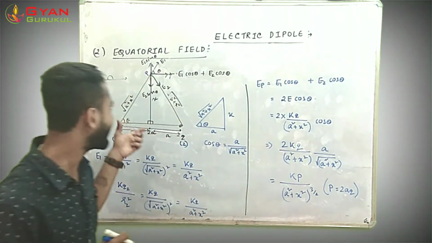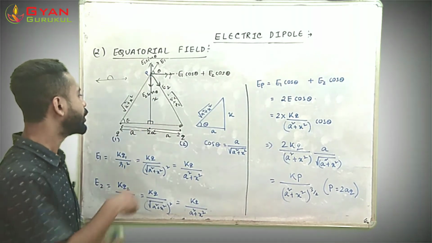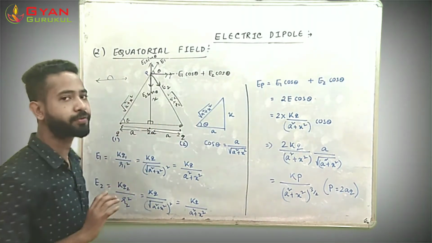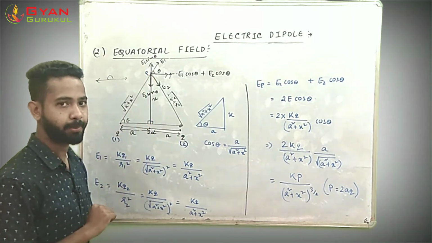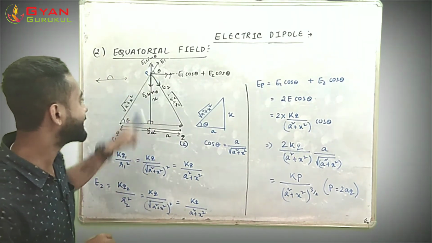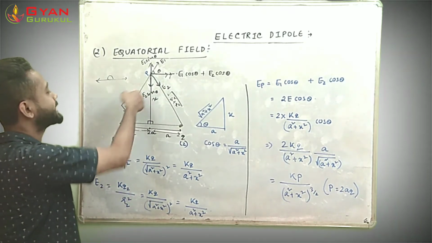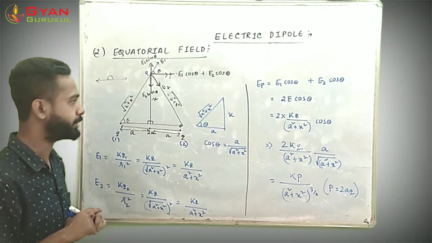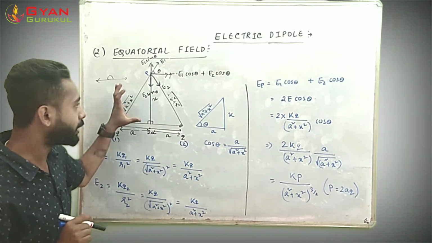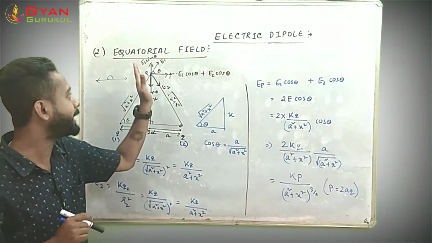So in this case, we are finding the electric field at a point P, which is at a distance x from the center of the dipole. As I have already mentioned, the distances are always measured from the center of the dipole. So the point P is at a distance of under root a square plus x square from both of the two charges, as you can see from the figure. It's very clear, right?